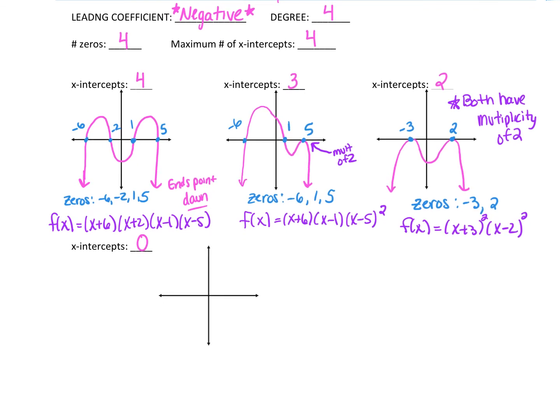All right, and my last one, 0 x-intercepts. Again, it's still going to point down. But notice it never touches the x-axis. So that means I would have all imaginary solutions. And so in this case, I don't have any indicators to help me write my function. So I would have to do some solving or something like that in order to write my function. But this is what a 0 x-intercept, x to the 4th power with a negative leading coefficient would look like. And again, both of my ends are pointing down.